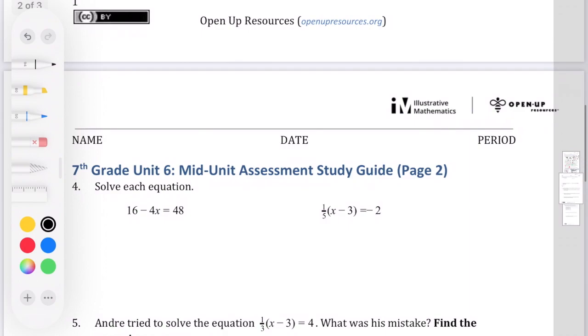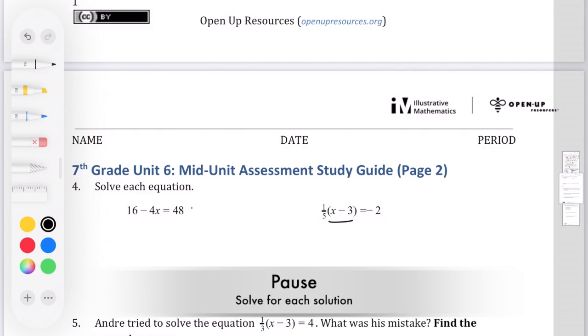Number 4, so we're moving on to page 2 here in our mid-unit assessment study guide. We have solve each equation. First, we have 16 minus 4x equals 48. And then we have 1/5 x minus 3 in parentheses equals -2. So go ahead, pause this video, try to work that out for me, and we'll be right back.